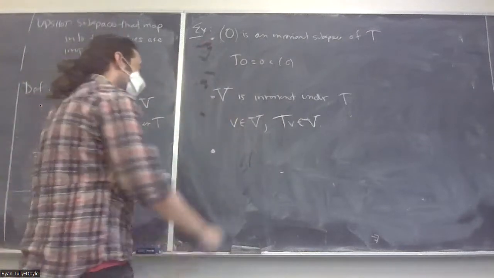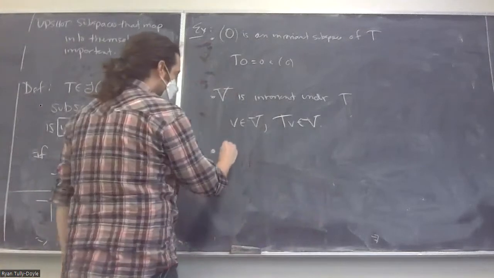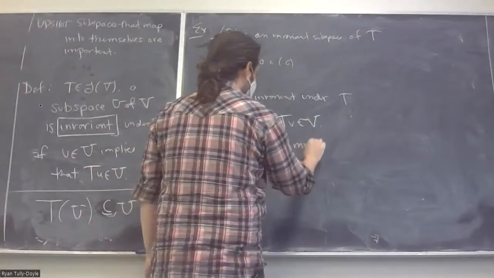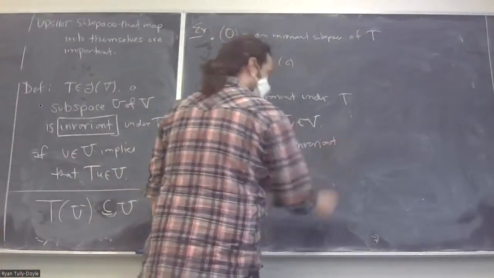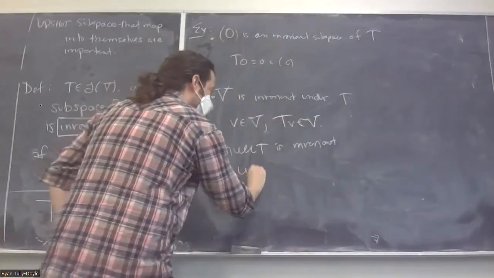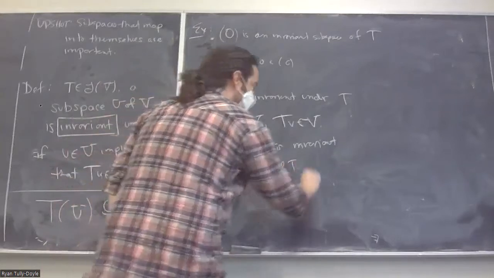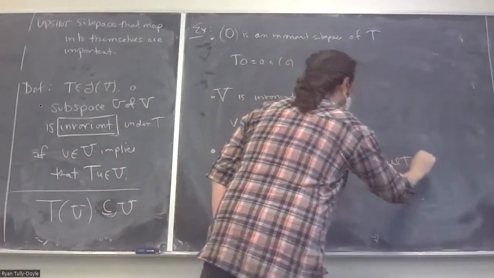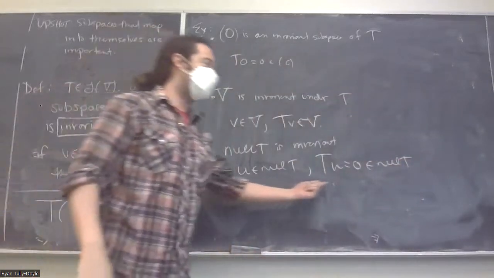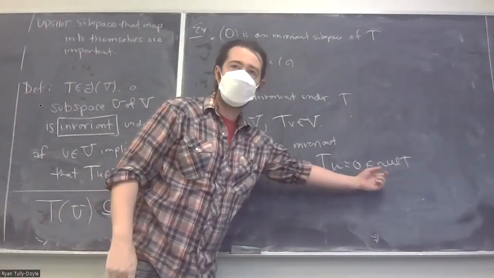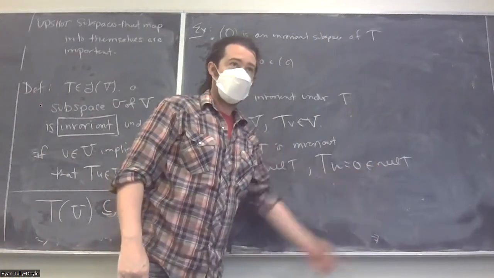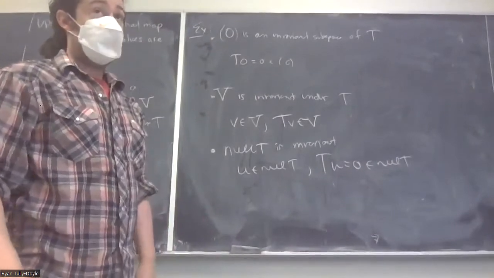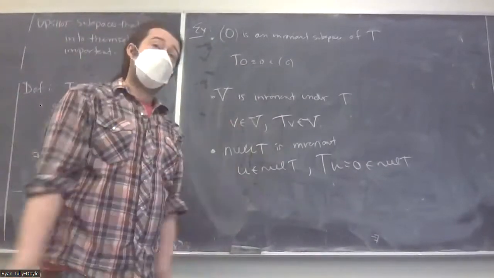So we know this. More interesting spaces are things like the null space of T, which is invariant. If you start with a vector u in the null space, T applied to u is zero, which is also in the null space of T. So T takes in vectors in the null space and spits out vectors in the null space. So the null space is an invariant space. It does not have to be surjective. It just has to map into itself in some way.